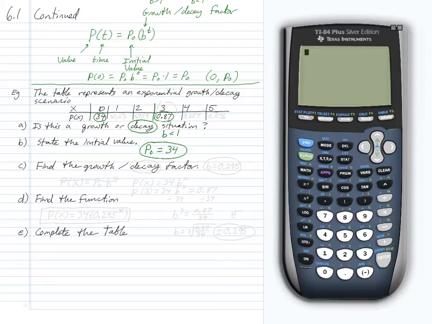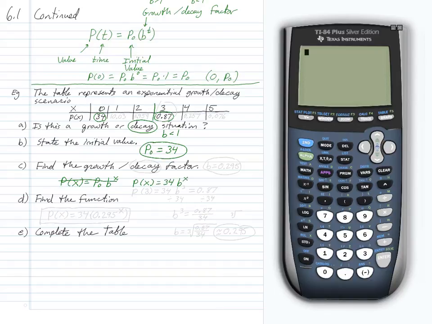So we're on our way to being able to figure out the formula for this situation. To do that, we're going to need to figure out exactly how much our amount is growing or decaying every time period. So, what do we know so far? We know that P(x) is going to look something like P sub 0 times b to the x, and we already know what P sub 0 is. Let's instead write this as P(x) equals 34 times b to the x.